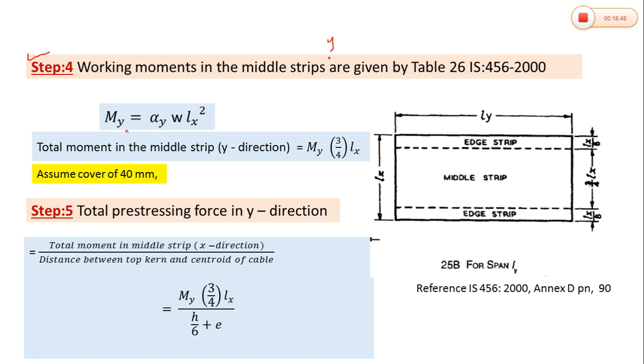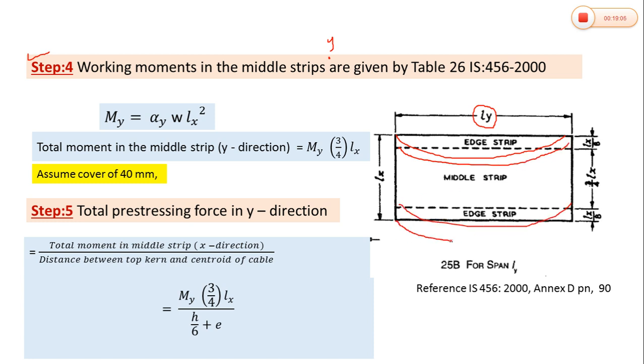So what is the formula? The formula is given in the IS code, annexure, page number 90. So see here. Now what are we going to consider? We are going to consider the span as Ly. So for Ly span, how does the moment take place? The moment is going to take place in this fashion.